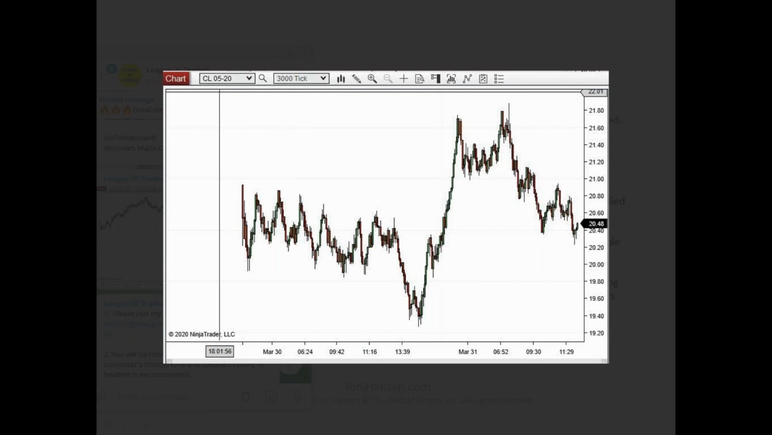When I was watching these as I was going into class, I'm like, oh, do I trade it? Do I not trade it? It's right just getting started. It's seriously one of the best patterns right now.